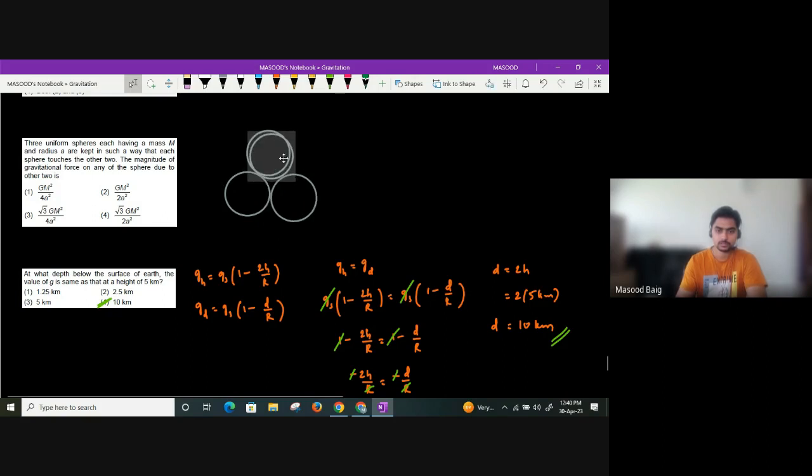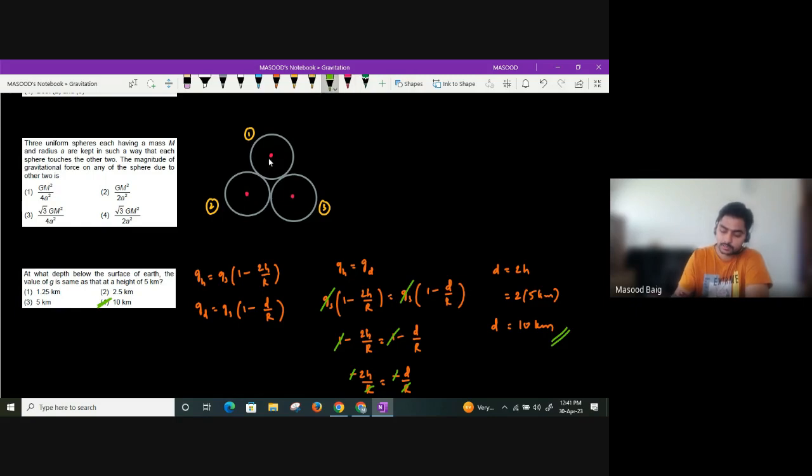So something like this. They're asking us to find out what would be the gravitational force on one sphere due to the other two. Let us imagine this is our first sphere, second sphere, third sphere. Are the second and third spheres external to the first sphere? Whenever a point is external to the sphere, can I concentrate the whole mass at the center? I can concentrate it here. Same goes with the second sphere as well as the third sphere.